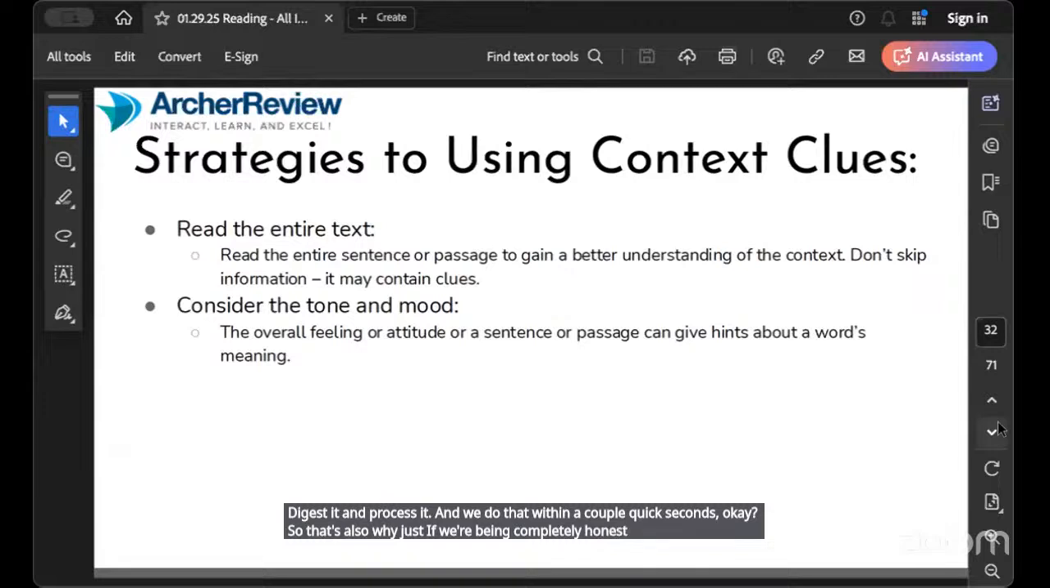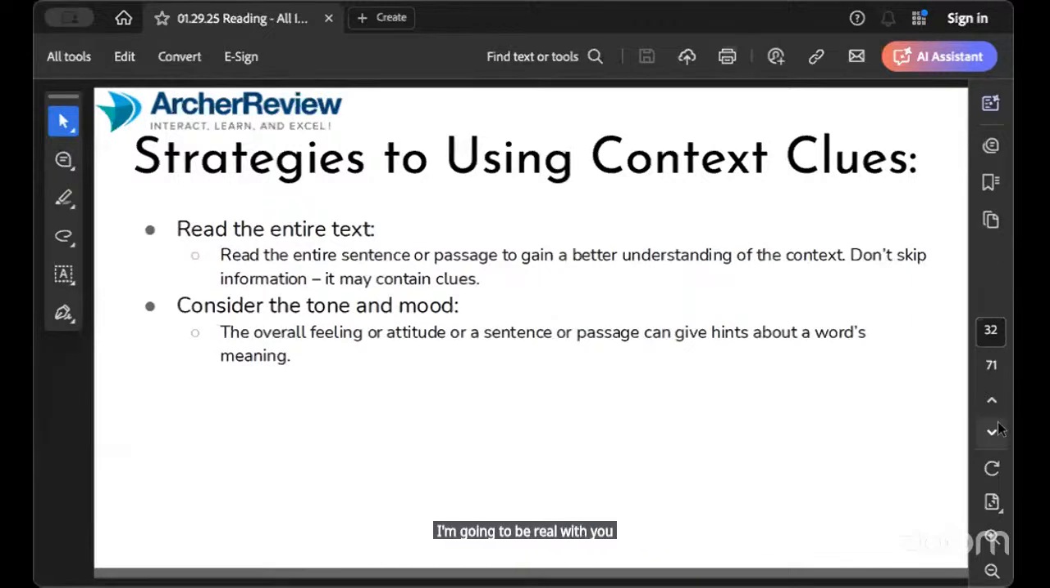So strategies to help you to use context clues. Make sure, I know we are tempted to skim, but I'm never going to tell you that. Okay. I'm going to be real with you. You really should read the entire text. Okay. Read whatever that whole sentence is, read whatever that whole passage is, because that is going to help you have a better understanding of the context. If you skip sentences, if you skip paragraphs, you might miss the clues that are being provided. Okay.